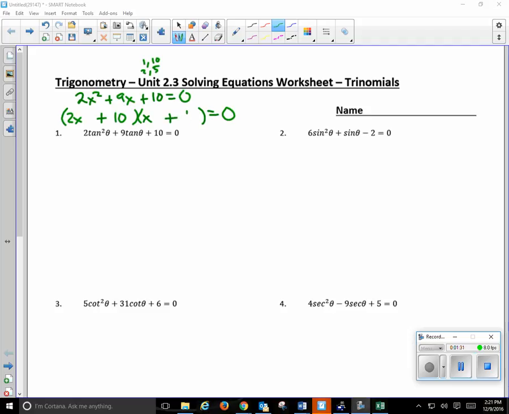Let's try 10 and 1. Watch what happens if we were to multiply this out. 2x times x gives me 2x squared. 10 times 1 is 10. But we have to see if we come up with the 9x. So we check the inside and the outside. That gives me 10x. That gives me 2x. Combine them and we get 12x. That does not work. Does anybody see what option does work?